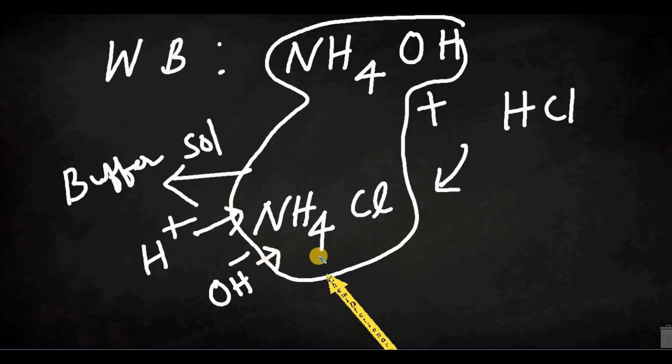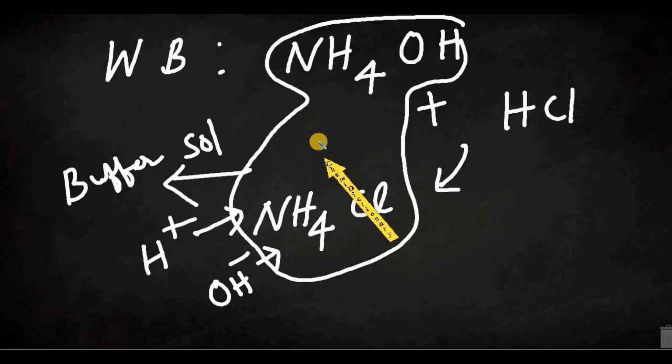So buffer solution is a combination of one weak acid and its salt with strong base, otherwise a weak base and its salt with strong acid. This combination is known as buffer solution. There are two types of buffer solution: one is acidic buffer, another one basic buffer. So this is a weak base, basic buffer, and its salt. I hope you understand about what is buffer solution.